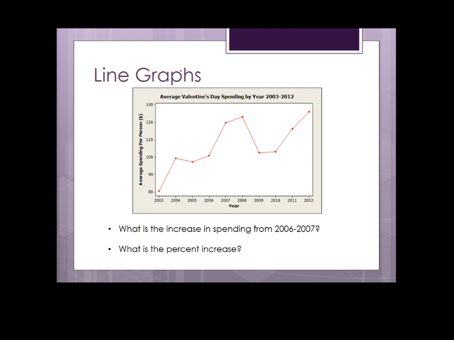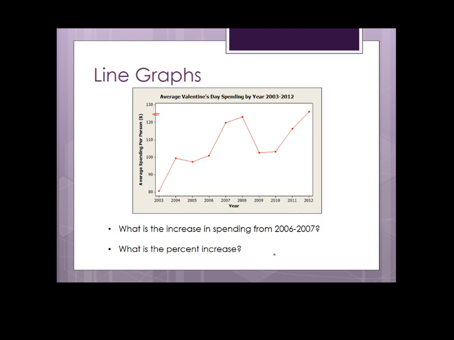It's the average Valentine's Day spending by year. So it went up quite a bit. Look at this. The average was $125 per person. Whew. And then it dropped. I guess maybe there was a crash in the market. And then it's been going up again.